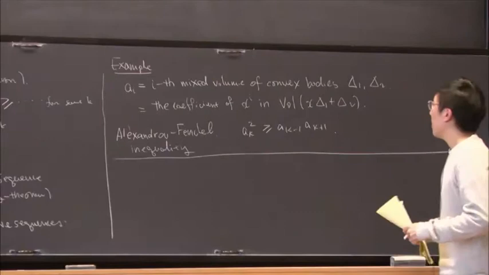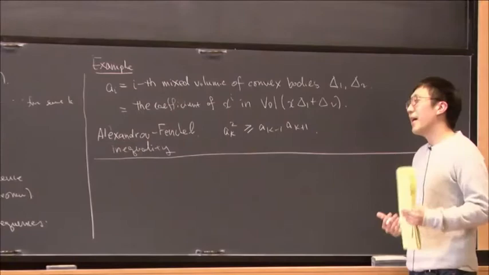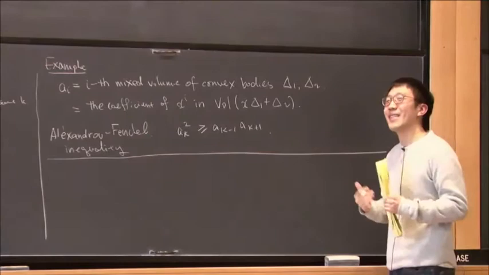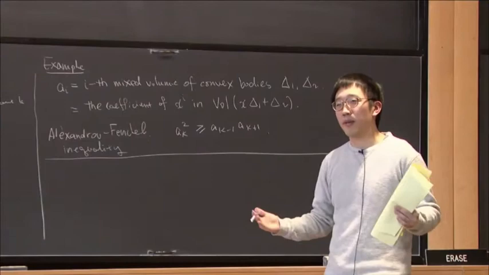Yes, it's a certain toric variety. You can work with any toric variety that supports the normal fans of delta 1 and delta 2, assuming that they are polytopes. You prove the polytope case and you approximate convex bodies with polytopes.